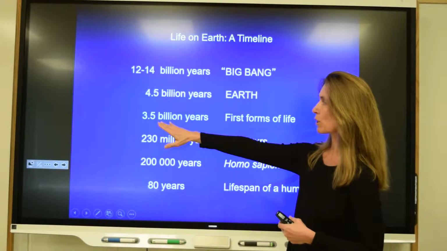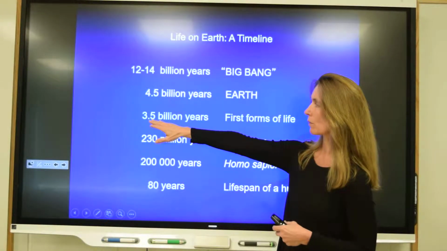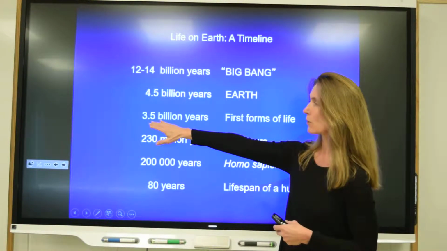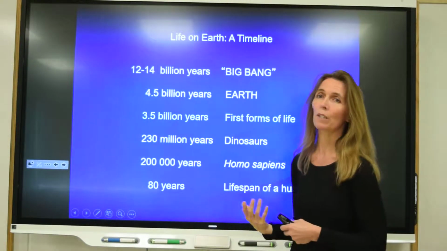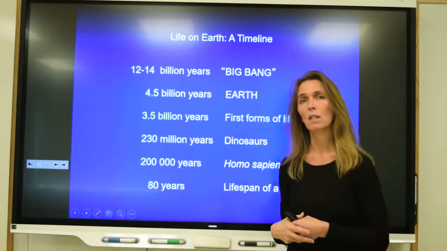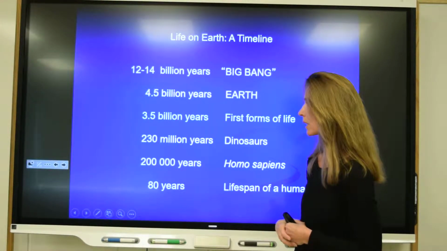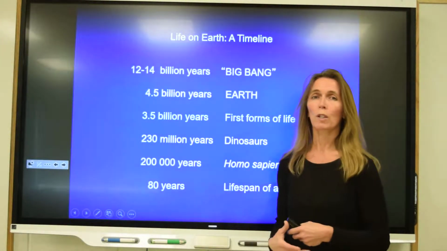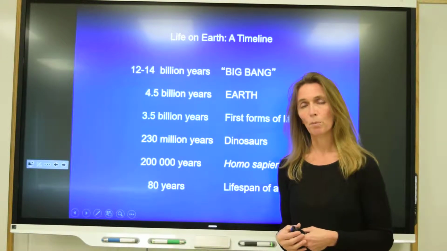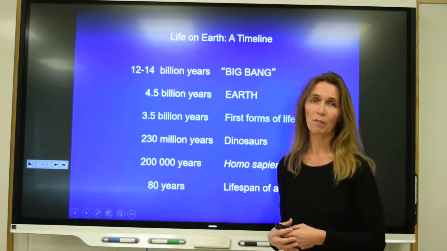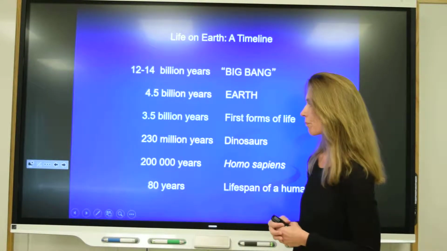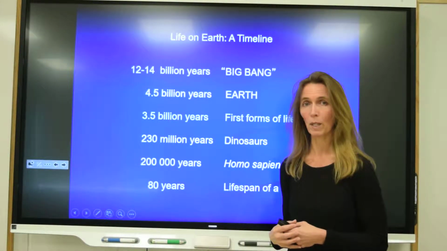Then life was first recorded an estimated 3.5 billion years ago, and these were the single-celled organisms, bacteria. 230 million years ago is when the dinosaurs appeared on the surface of the Earth, and they went extinct 65 million years ago. So they've roamed the Earth for quite a while.